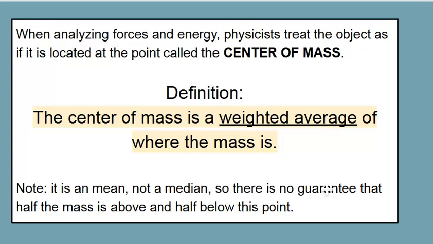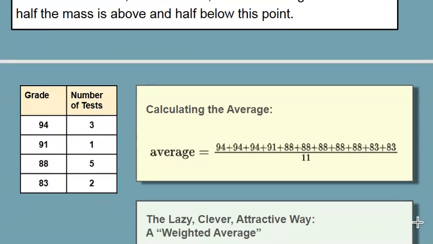So technically, the center of mass is a weighted average of where the mass is. And note that it is a mean, not a median. So there's no guarantee that if you slice something through the center of mass, half the mass is above and half the mass is below that point. I think the reason we think that is because if something's symmetric, then that is the case. Okay, so let's talk about what a weighted average is.